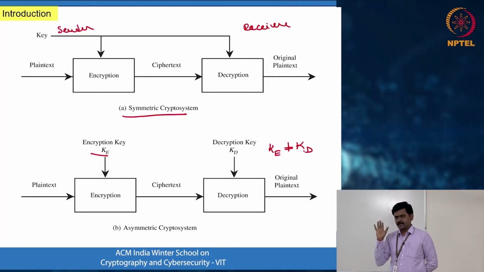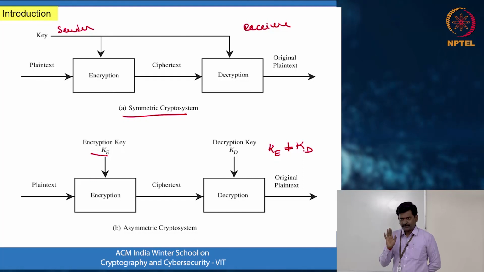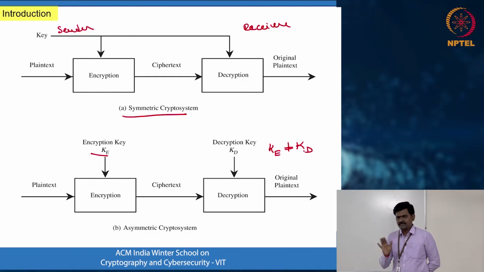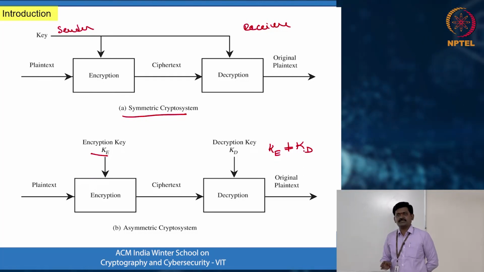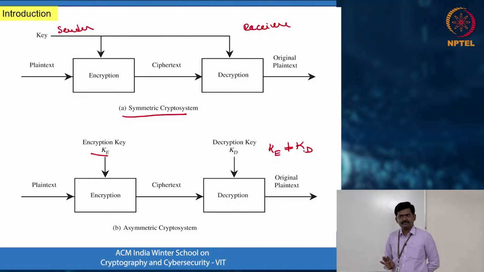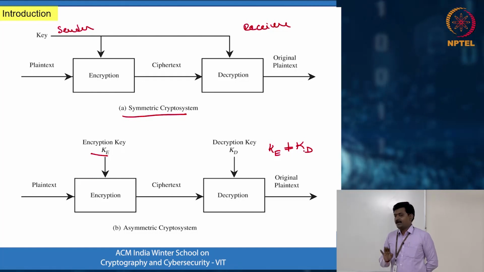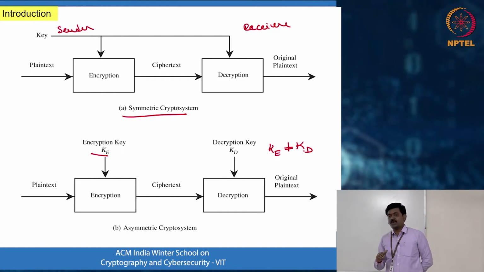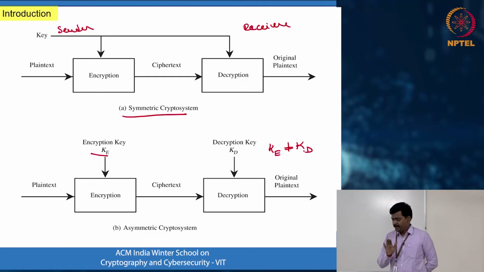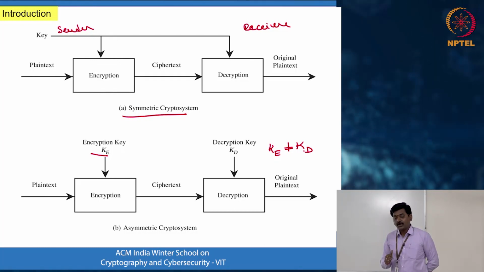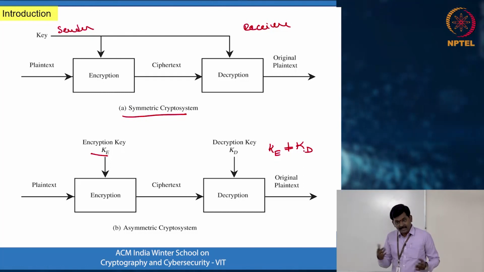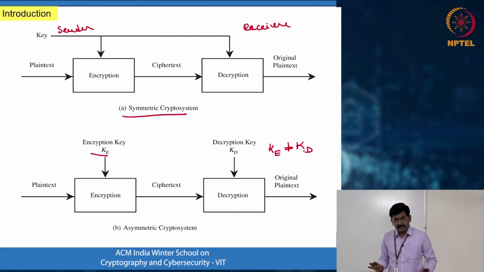Let us take XOR: 0, 0; 0, 1; 1, 0; 1, 1. What is the output? Is it through substitution? No. Is it through permutation? No. It is basically a logical operation. AND, OR, XOR are all logical operations. Now, in substitution and permutation, are there any logical or mathematical operations? No.